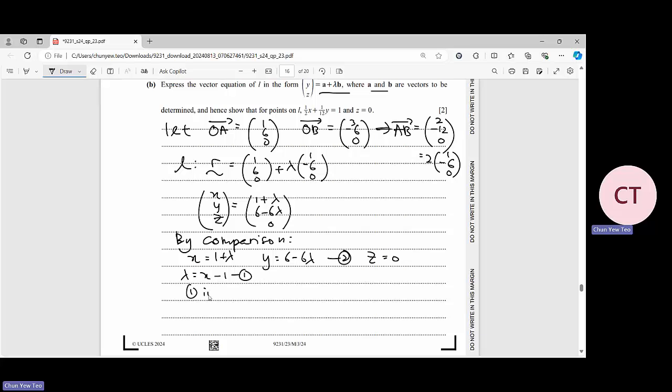Putting 1 into 2, I get y equals 6 minus 6 of (x minus 1). Then you get 6 minus 6x plus 6. Then you get 6x plus y is equal to 12. Therefore, you have 1 over 2 x plus 1 over 12 y is equal to 1. Shown.